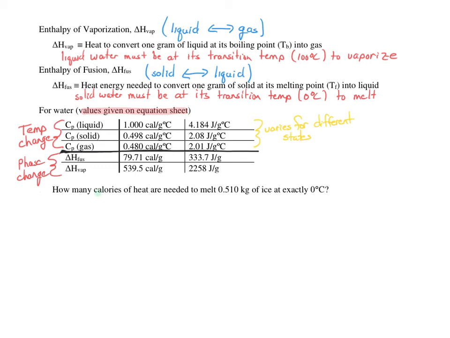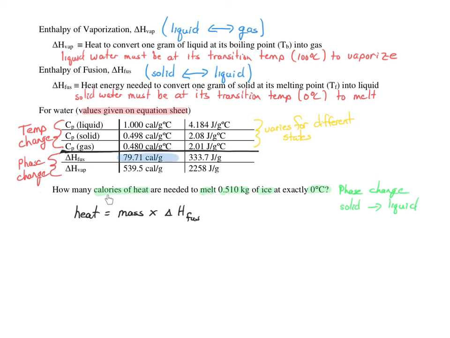This question asks for calories of heat, and we're melting some amount of solid water or ice, and we're already at the transition temperature. We note that this is a phase change. It's a phase change of solid to liquid, so the equation we use is heat is going to be equal to the mass times the delta H fusion.